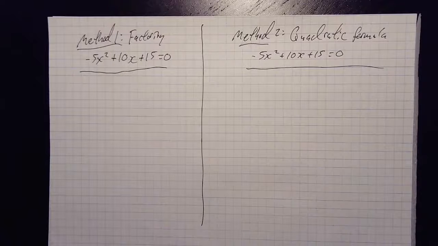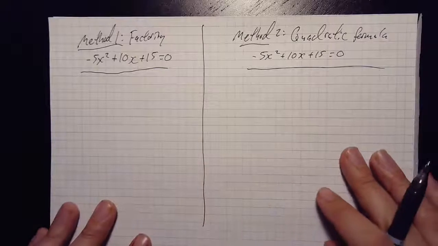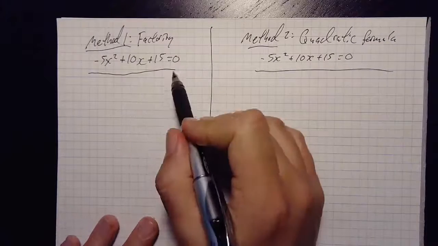Okay, so here we're going to look at how we can find the zeros for this function. What I'm going to show you is two different methods that we can use to solve this one. The first one's going to be familiar, and then the second one is going to show you a new technique. So for this first one, I'm going to solve this by factoring.